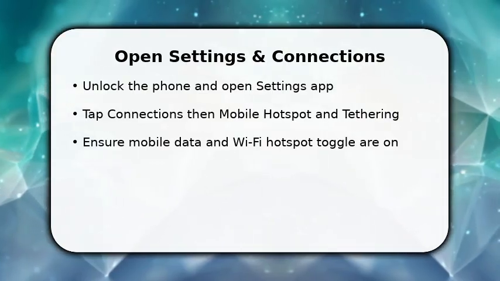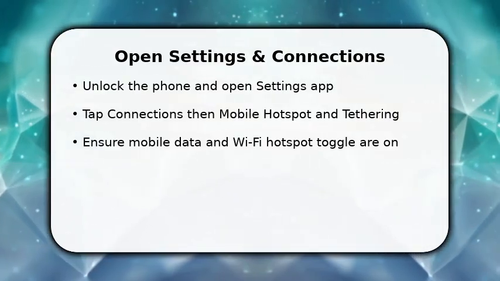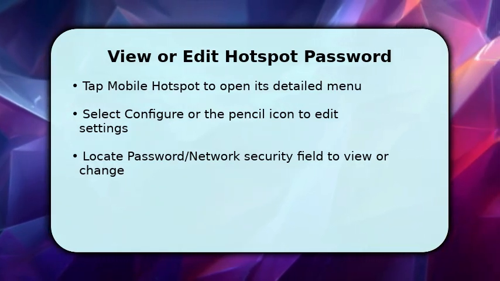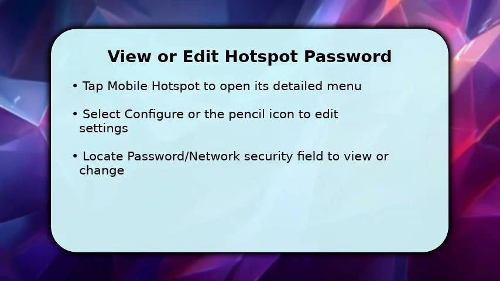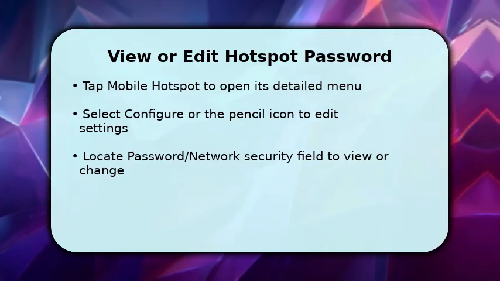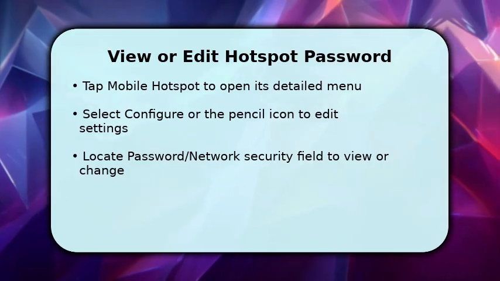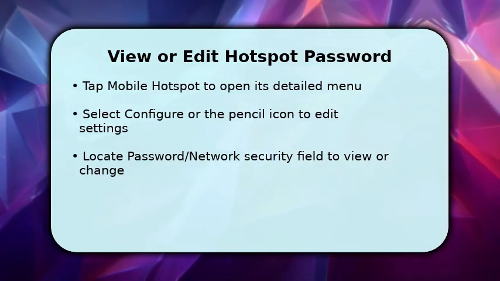Now tap Mobile Hotspot to open detailed settings. You'll see the network name and security options. Select Configure or the pencil icon to edit. This reveals the SSID and the password field. You can long press the password to copy it or type a new one if you want better security.